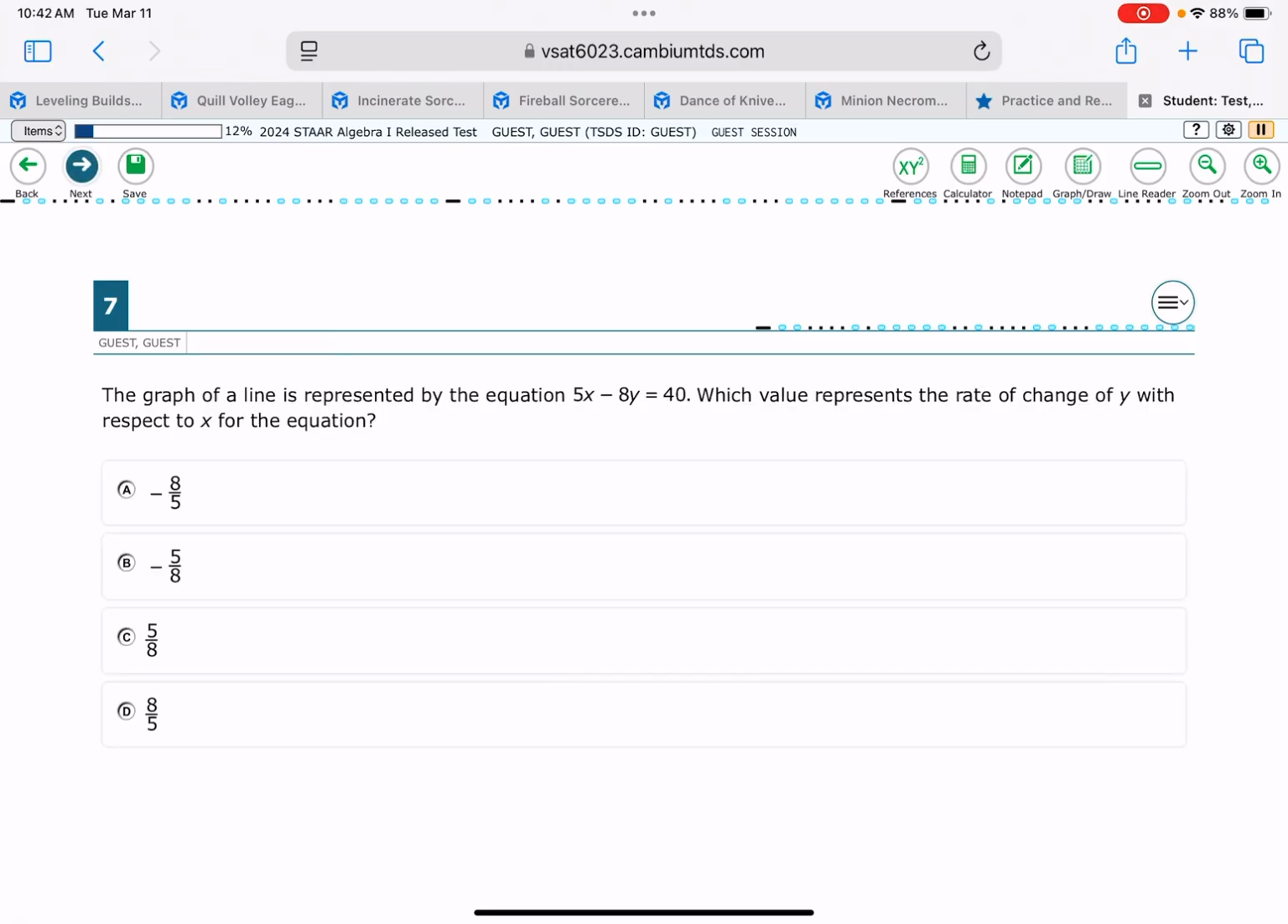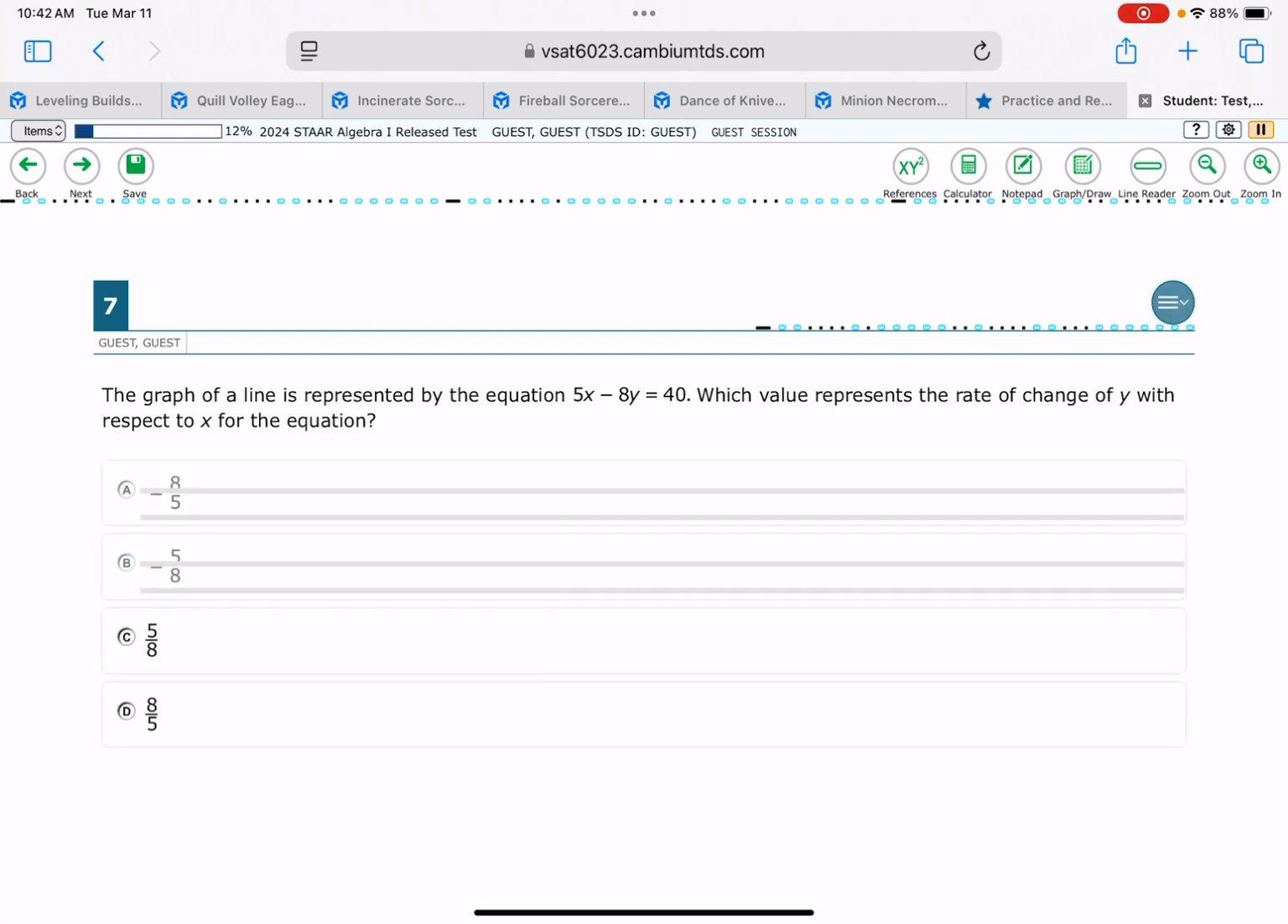All right, this one, technically you don't have to do any calculations. We know that our slope is going to be positive. When your B term in standard form is negative, you automatically know that your slope is going to be positive, because it's asking for the rate of change, which is the same thing as slope. So I can eliminate A and B.